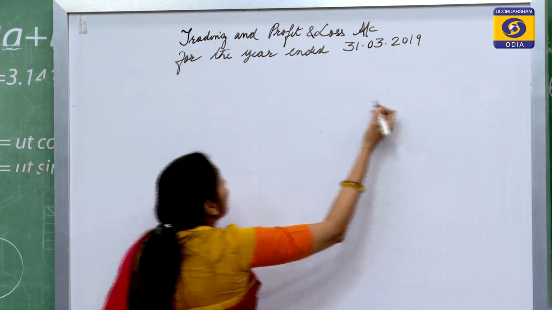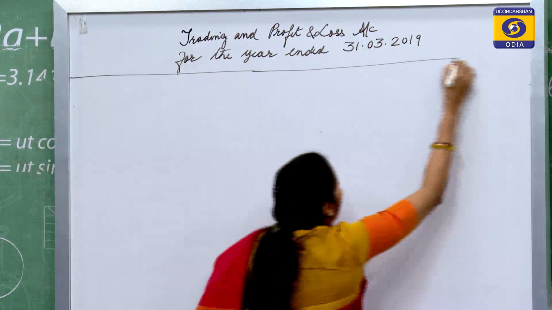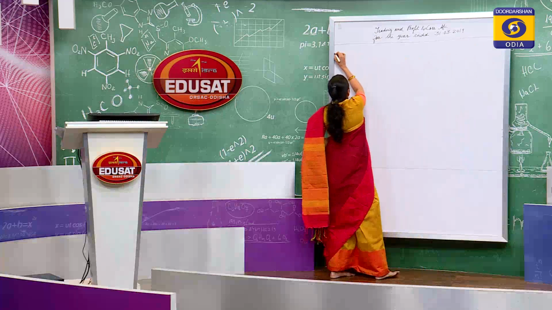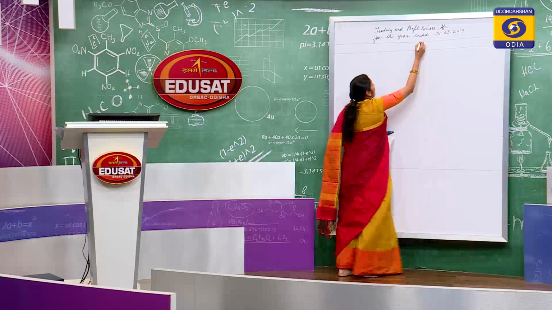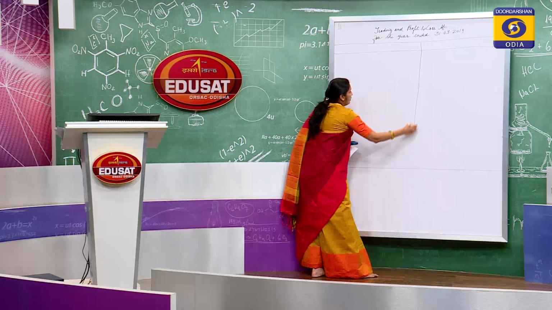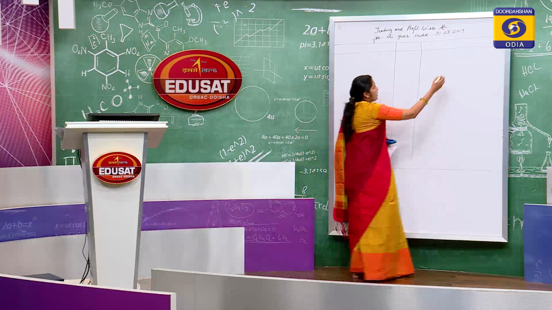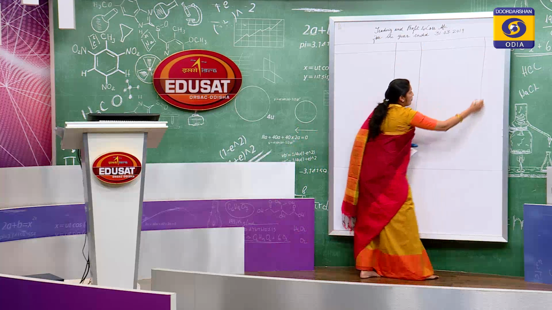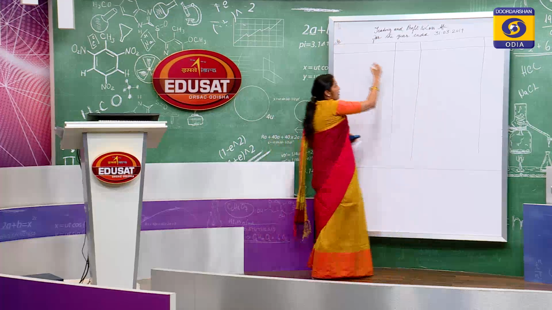31/3/2019. So, let's draw the format, chalk out the format. I have already taught you how to chalk out the format. So, quickly we can chalk out the format. So, we will have on the debit side and the credit side. This is the debit side and this is the credit side.